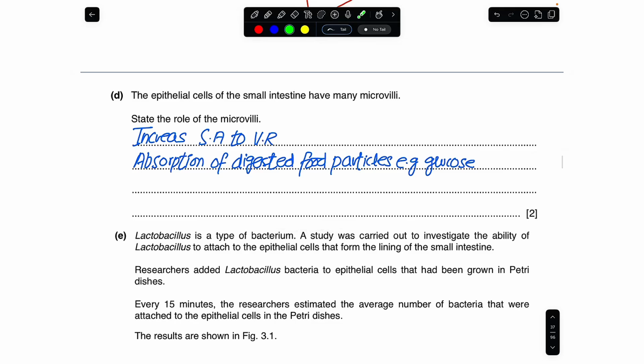Moving toward the D part, they tell us that the epithelial cells of the small intestine have many microvilli, and they want us to state the role of the microvilli. The role of the microvilli is very prominent. We know they increase the surface area to volume ratio. These microvilli also assist in the absorption of the digested food particles, for example, glucose.